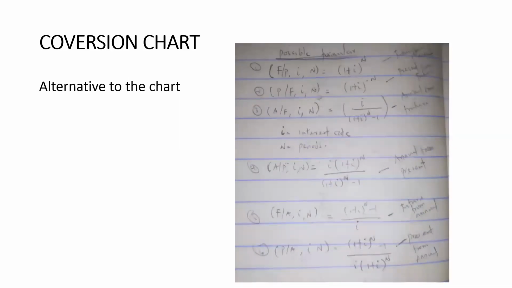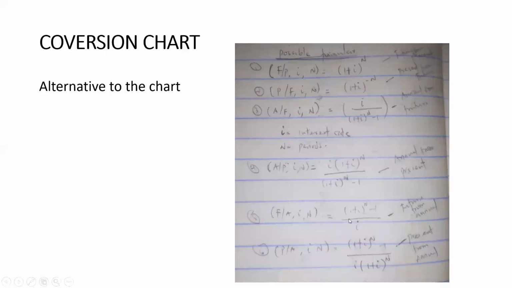So ordinarily, we ought to be given a chart. But if we are not given a chart, then we will need to use the formula. Now, these are the formulas. For the first line, we have F/P, i, n, where F/P simply means you want to get your future value from your present value. So what you have is future value equals present value into bracket 1 plus i all raised to power n.